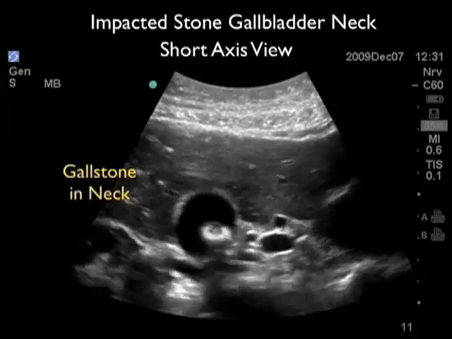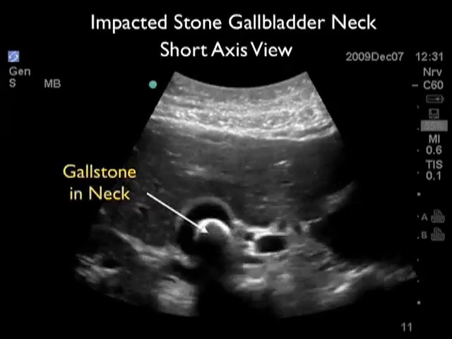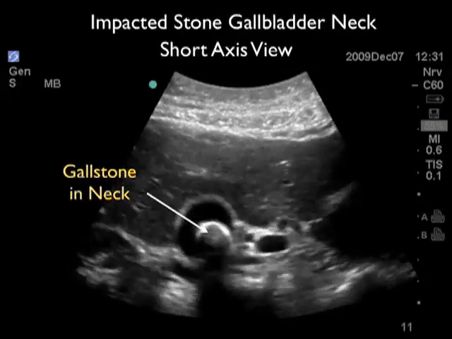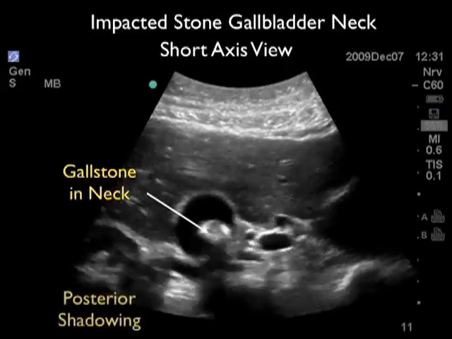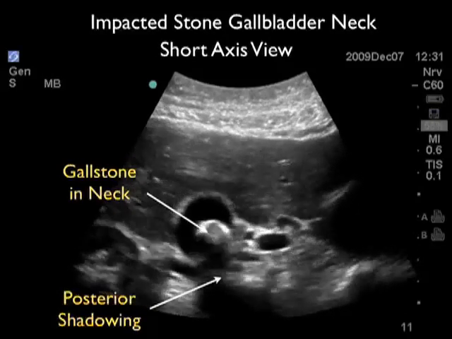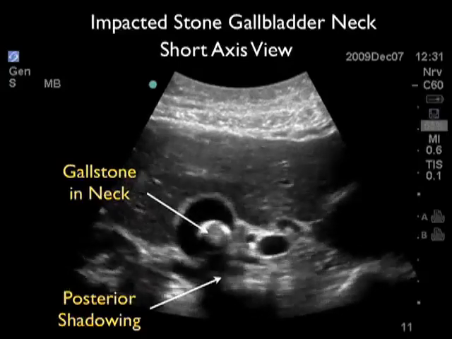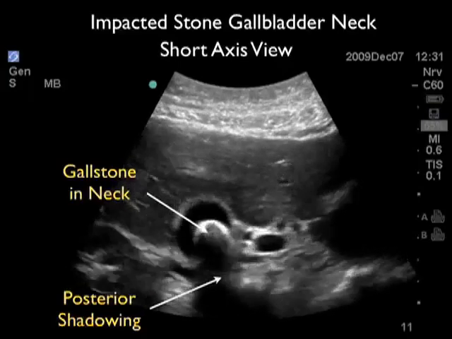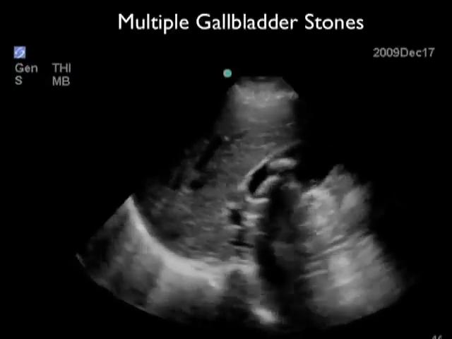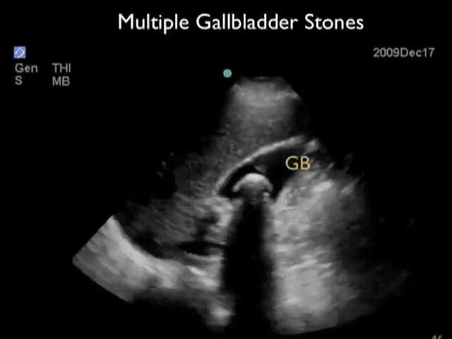The probe is located in the subcostal plane with the marker over towards the patient's right. Thereby we're cutting the gallbladder into cross sections so the gallbladder will appear as a circle on the ultrasound screen. We see here a gallstone, that hyperechoic area within the gallbladder lumen, and again the posterior acoustic shadowing confirming the presence of a gallstone.